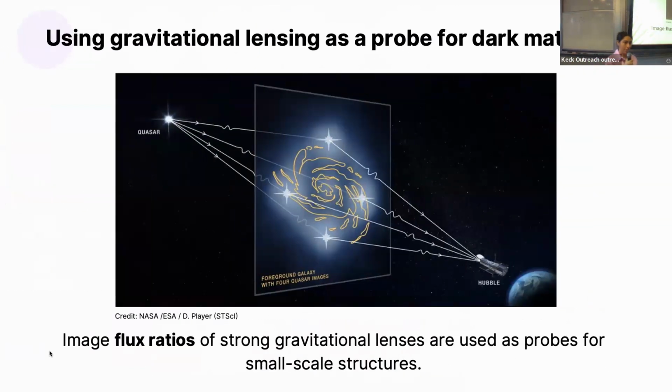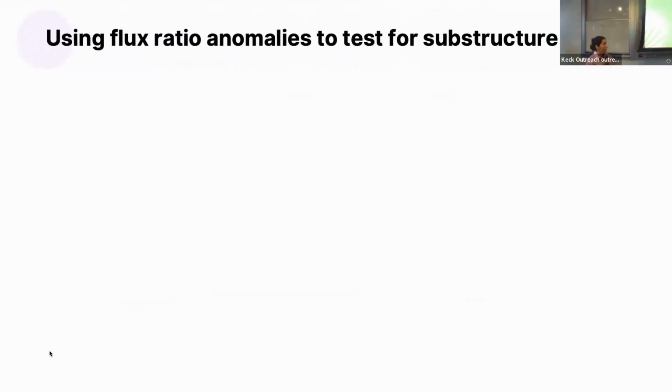To test for the different dark matter models, I use strong gravitational lensing. To remind us, strong gravitational lensing follows from Einstein's theory of relativity. When a bright light source, such as a quasar, has its light bent by a foreground galaxy, it generates multiple images, so we as observers see multiple images of the same source. The flux ratios, or image brightnesses, of those images are used as probes for small scale structure, where we could detect possible dark matter features.